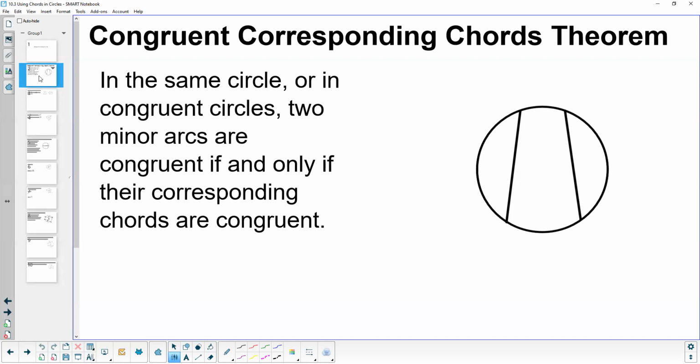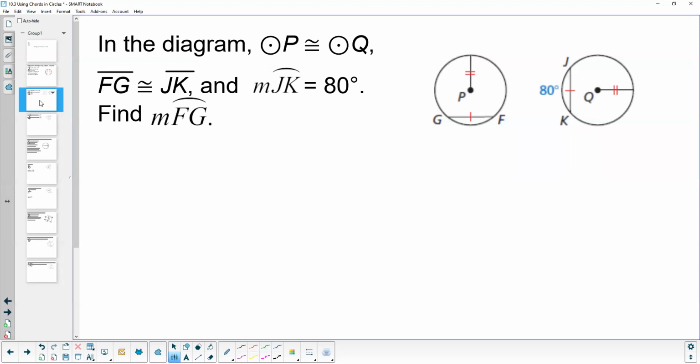So what that means is if this minor arc here is congruent to this minor arc over here, then that means that this chord is congruent to this chord. Now note that those chords are not congruent to the arcs, but the arcs are congruent to each other, therefore the chords are congruent to each other. So how does that come into play here? Well, let's take a look at a couple of examples where we might use this.